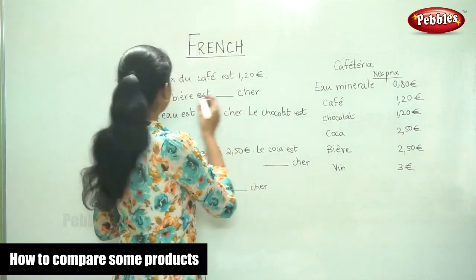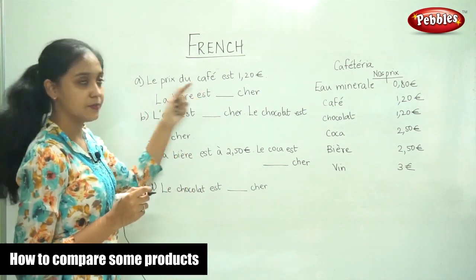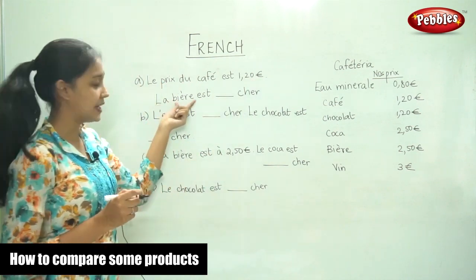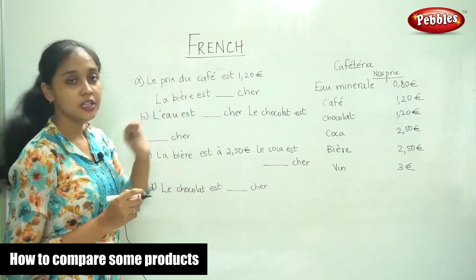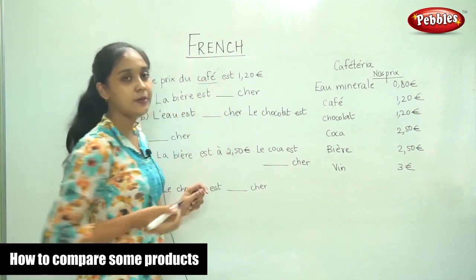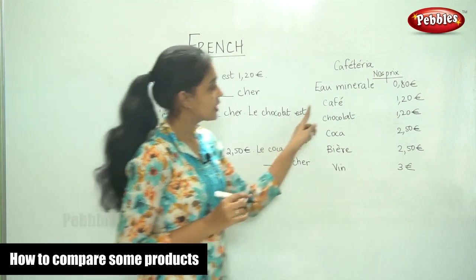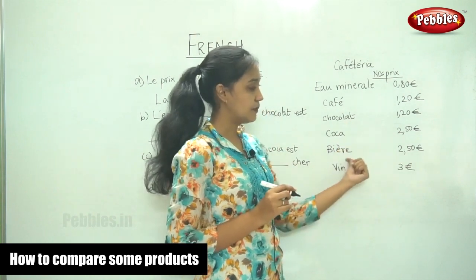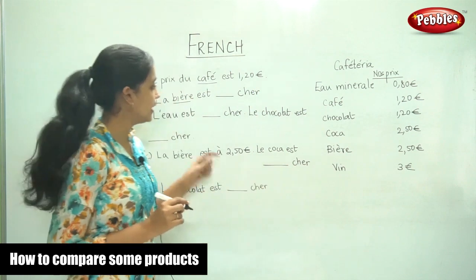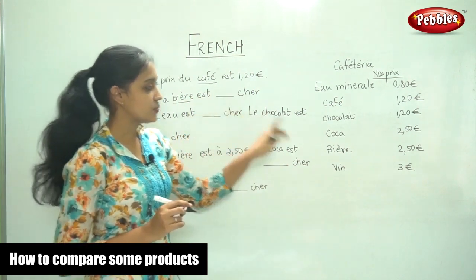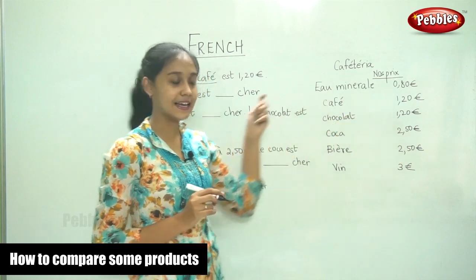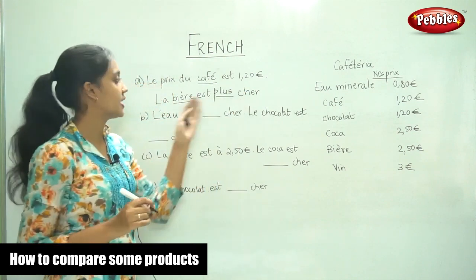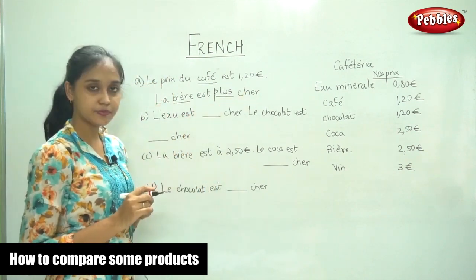So the first sentence, le prix du café. The price of coffee is 120. Now la bière est... So they are comparing two products, the café and la bière. So the café is 120, bière is 250. So which is more? Bière is more costly. Am I right? So they are asking la bière est dash. So it is more costly than that. So the word for more is plus cher. La bière est plus cher.